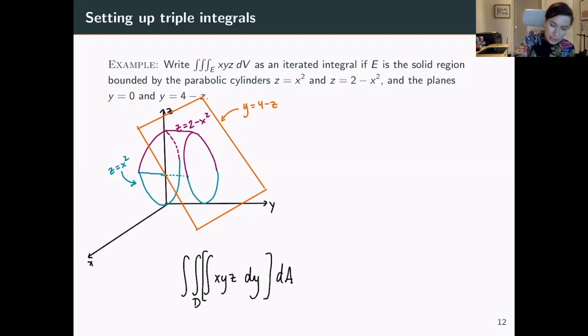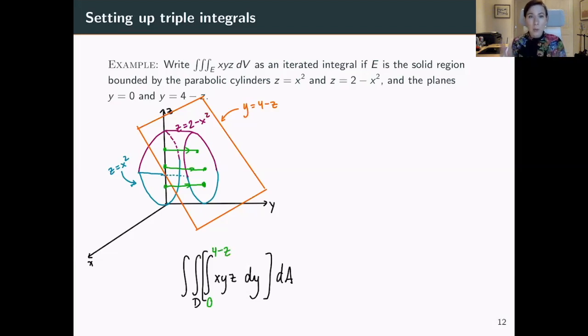And so we can see, or maybe it's a little bit harder to see here, that we want to go ahead and enter at y equal to 0, and we're going to exit through the plane. So we enter, we exit, we enter, and we exit. So here we have that entrance at y equal to 0 and our exit at 4 minus z.